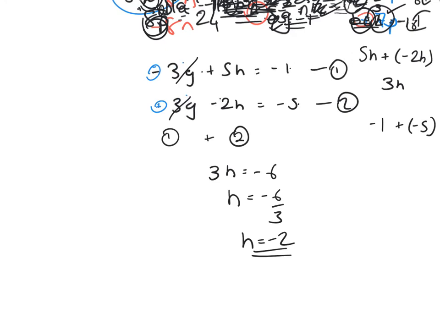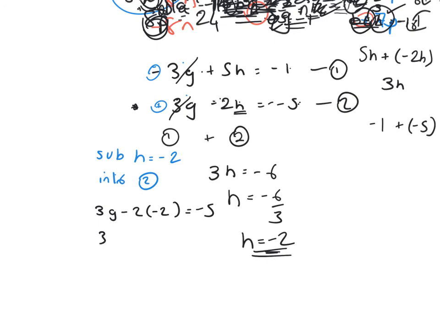I'm going to then sub that into one of the equations. It doesn't matter which one again. So just choose one. So I'm going to sub h equals minus 2 into equation 2. So in equation 2, where I see h, I can replace it with minus 2. So equation 2, 3g minus 2 lots of minus 2 equals minus 5. So remember that h is minus 2.